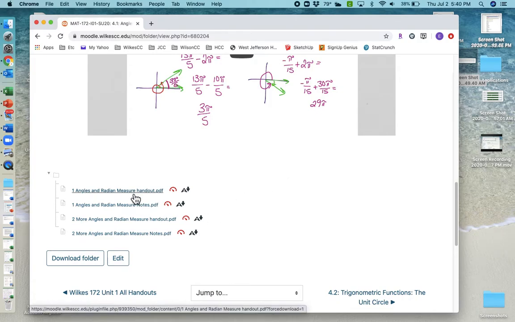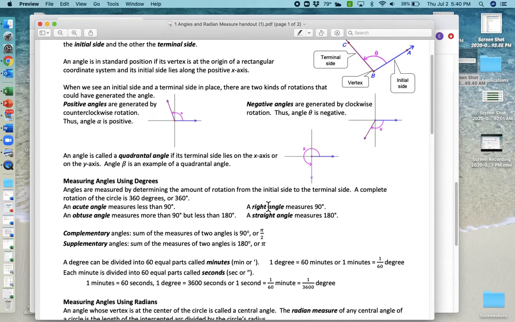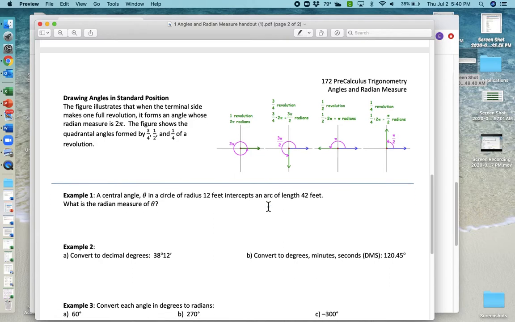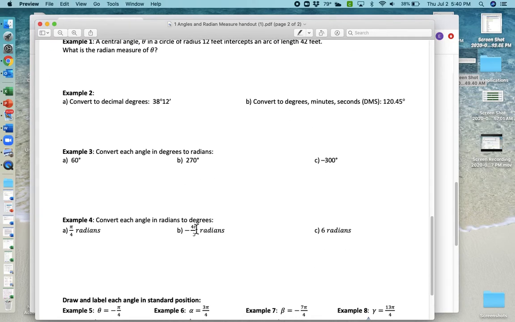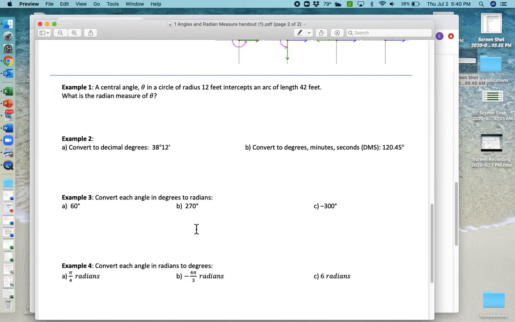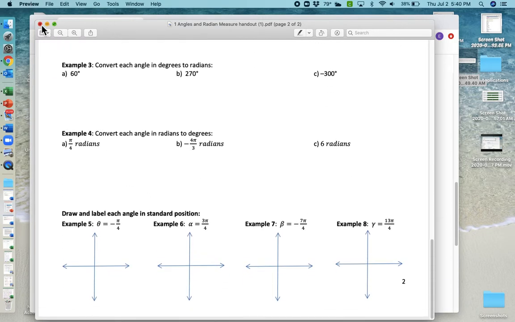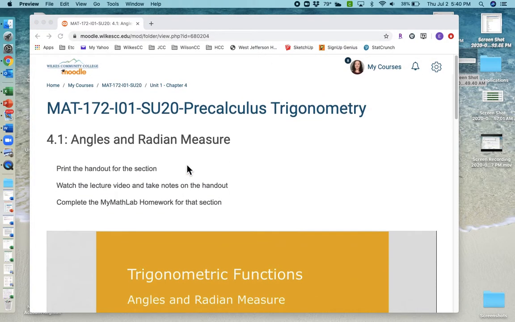And I provide them with a handout. This handout has everything that they need to know for the section typed up already and all the examples typed up. And then I expect them to write in the solutions as they watch the video. This handout goes along with the video, exactly the same examples and everything. And that's how I do every section.